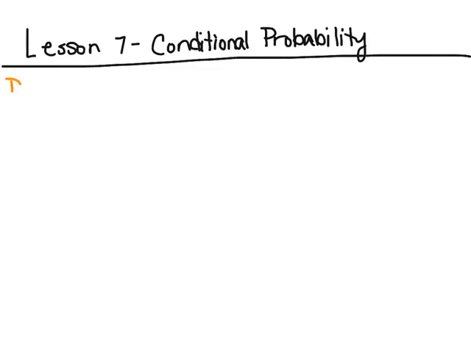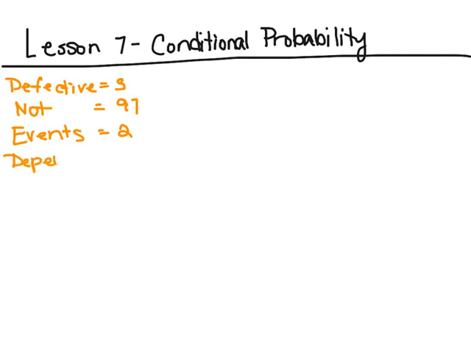So we know that there's 3 that are defective, which means that there are 97 that aren't defective. We have 2 events because we're drawing 2 different chips. And this is dependent because once you've picked 1 chip, the number of chips left in the box has changed. So we have 4 possible outcomes.